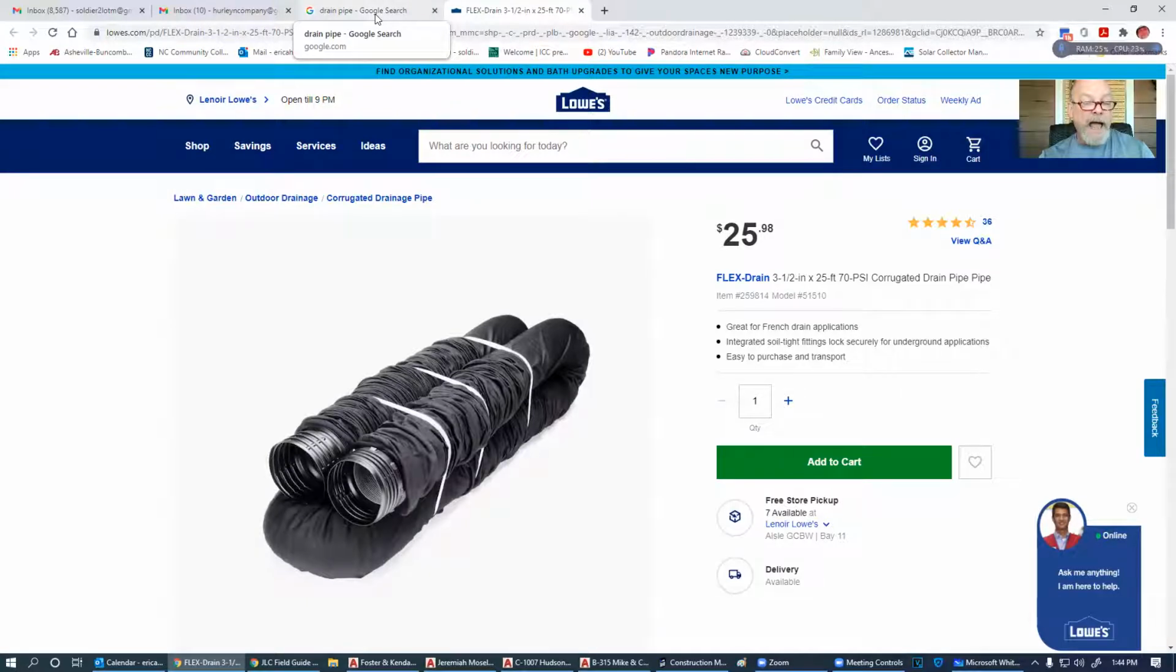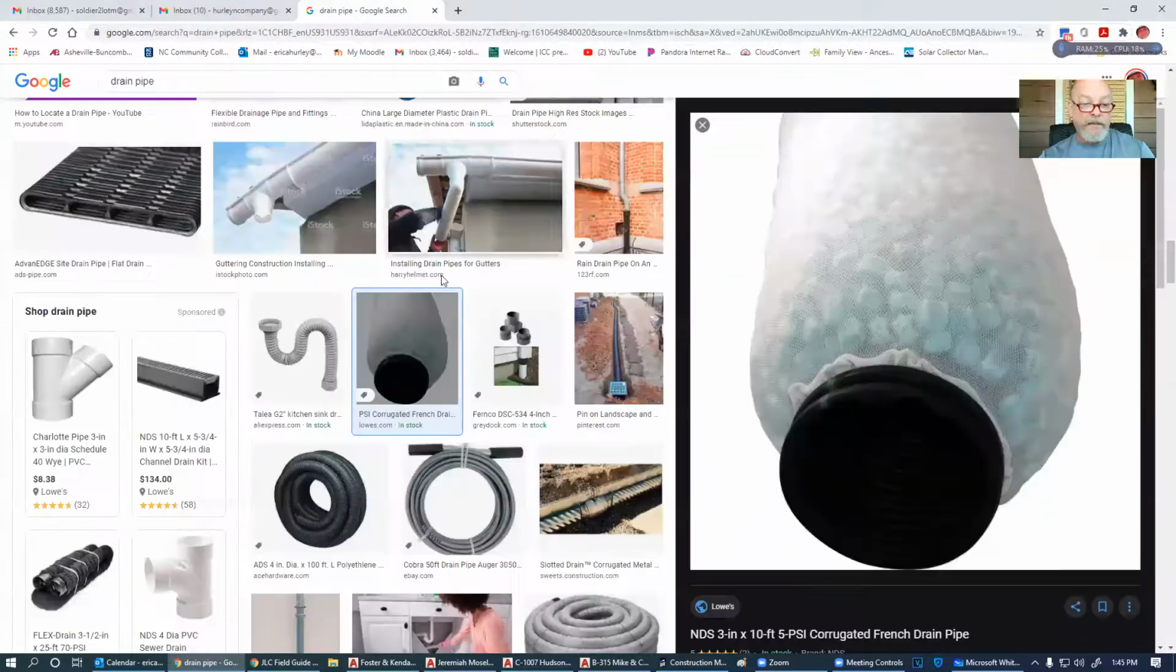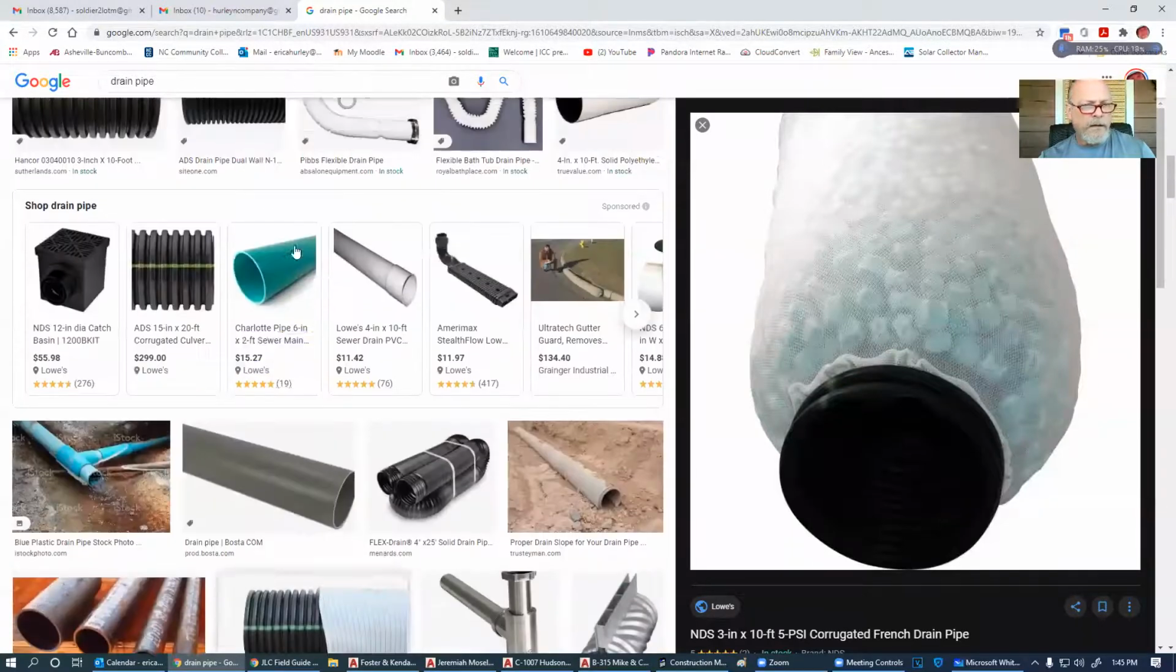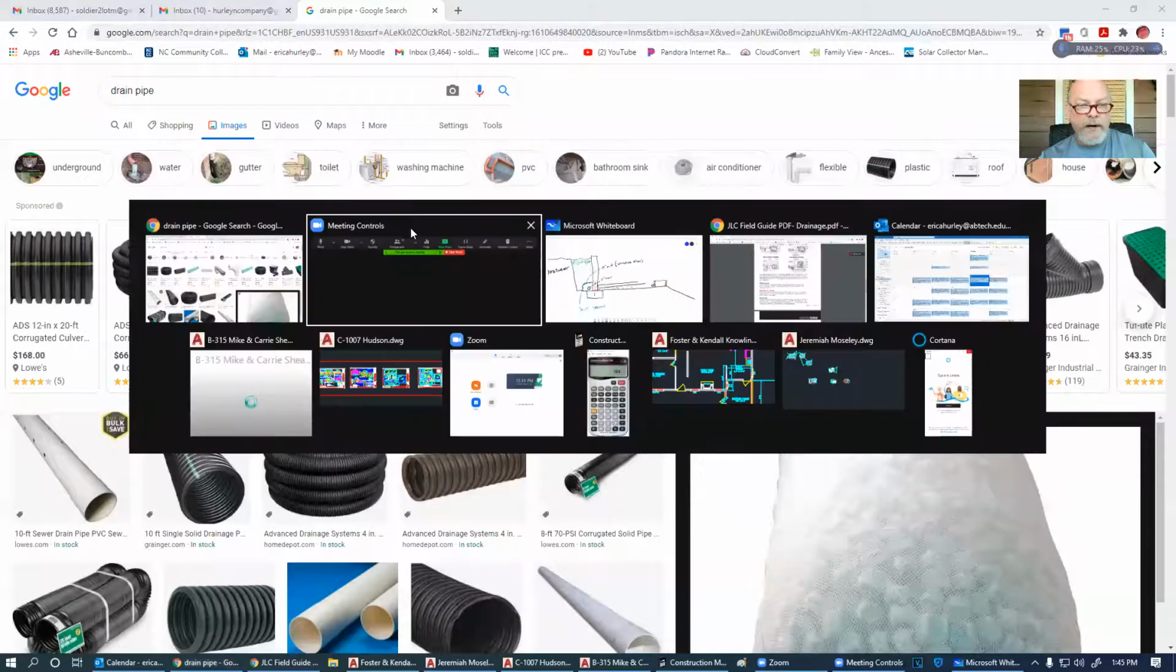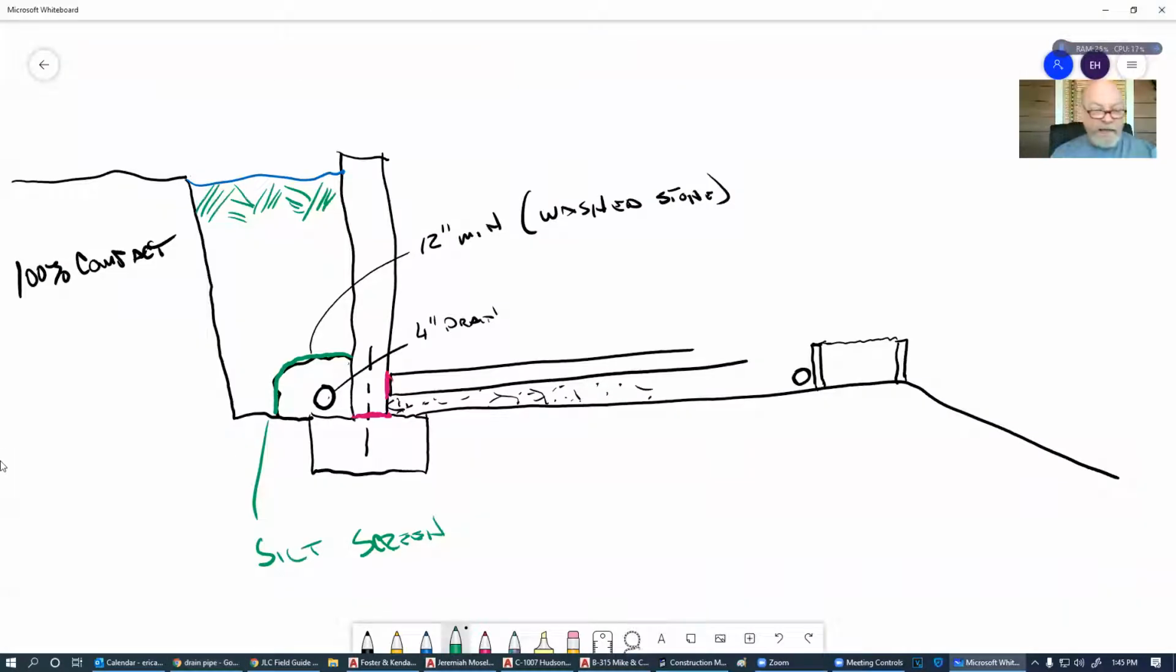The silt screen has to cover the gravel and the pipe, not just the pipe. I'm not seeing any pictures of those anyway. So we've got to have that silt screen on top of the gravel or the foam peanuts, not just over the drain pipe. So water is going to get down through here.